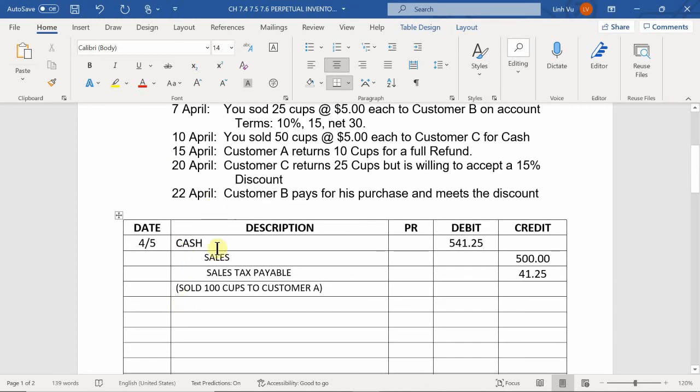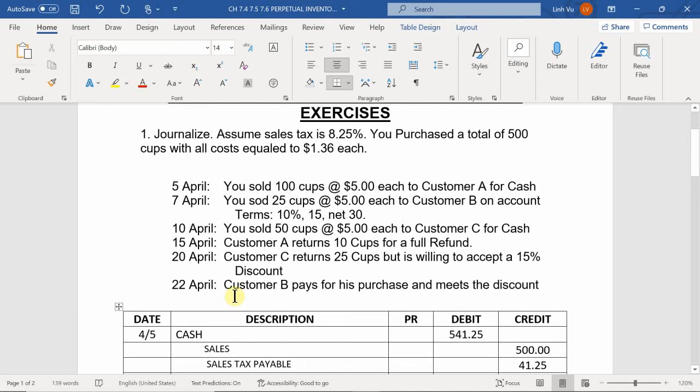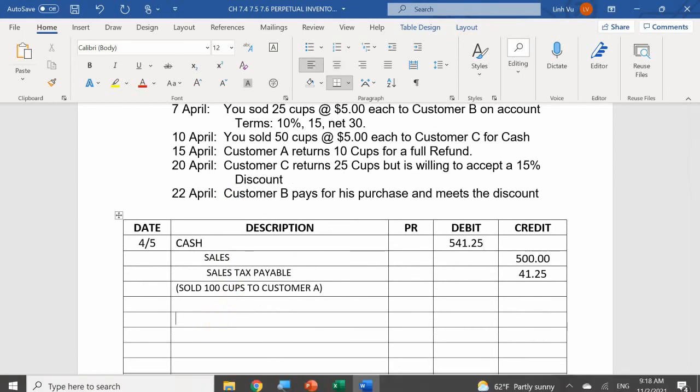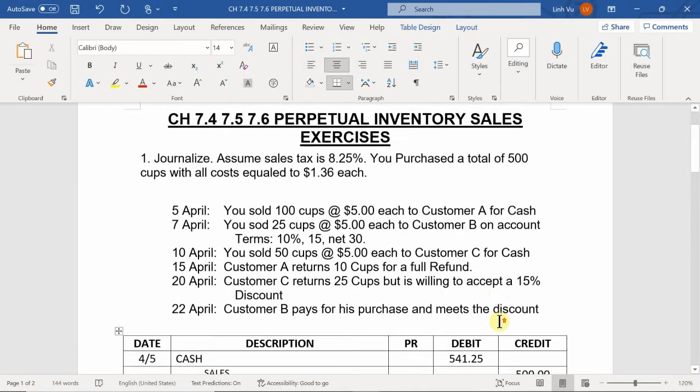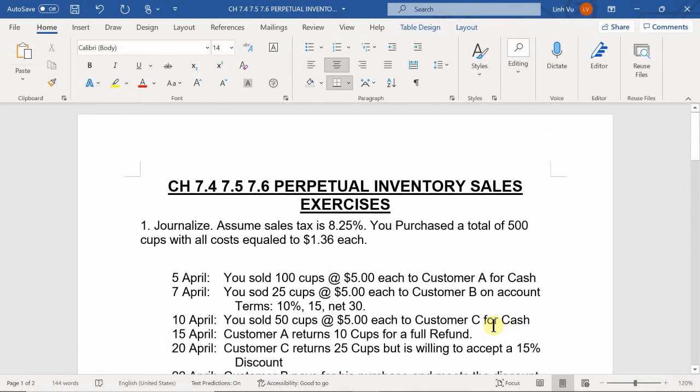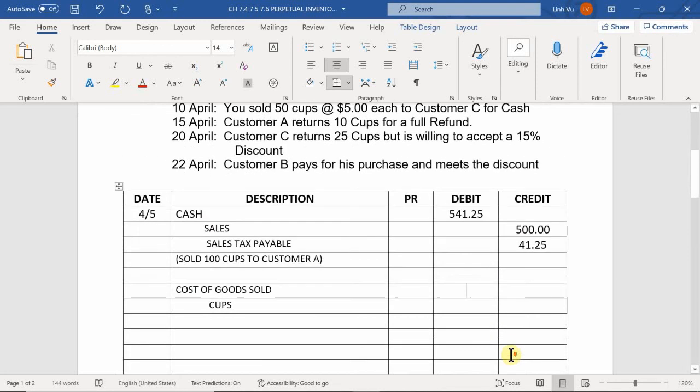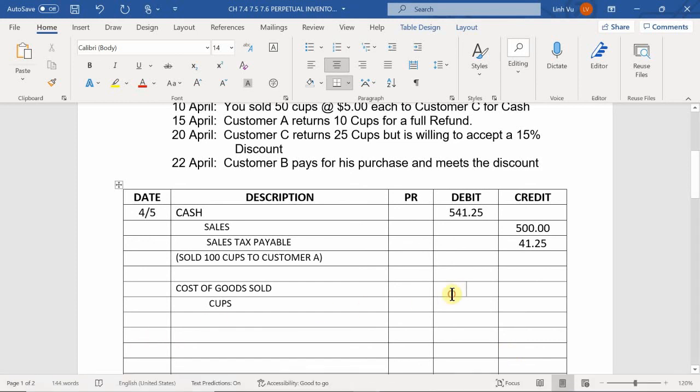So then, because I sold something, I need to do what? Cost of goods sold and inventory. In this case, what kind of items do I have? We have cups, right? So let's see, how much did it cost me per item? $1.36, which would be $136, because that's how many items we sold at $1.36 each. So that means it cost me $136 to sell.